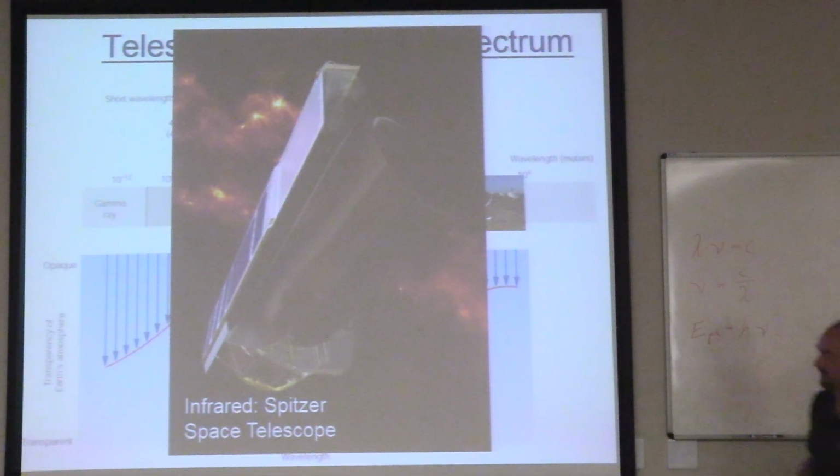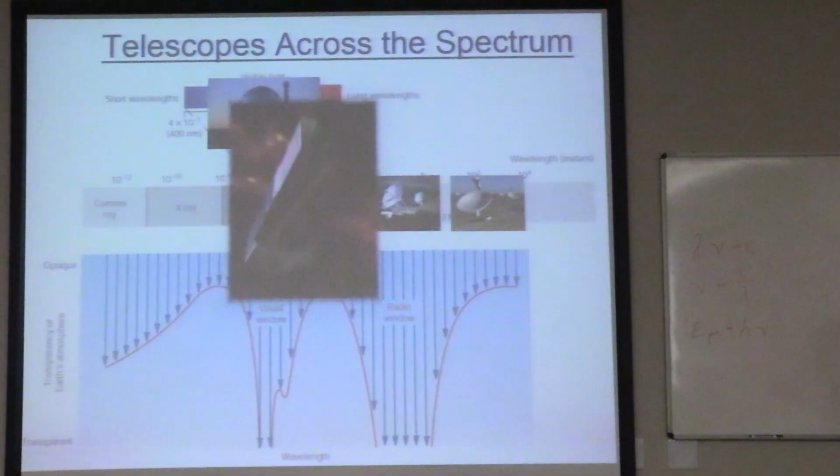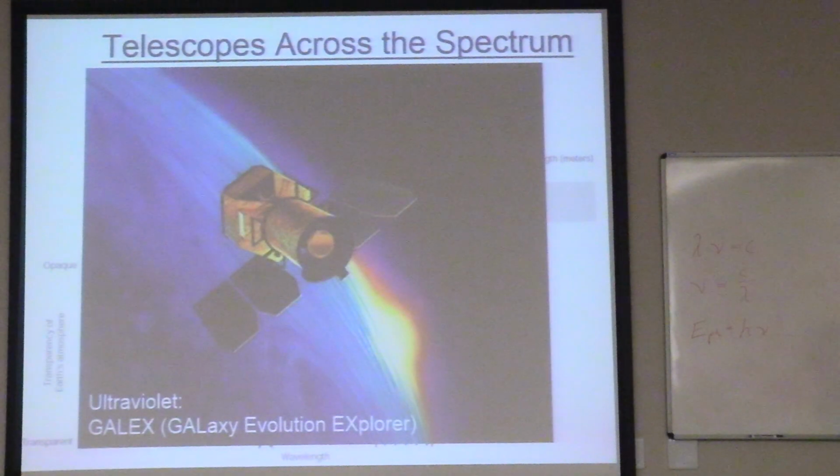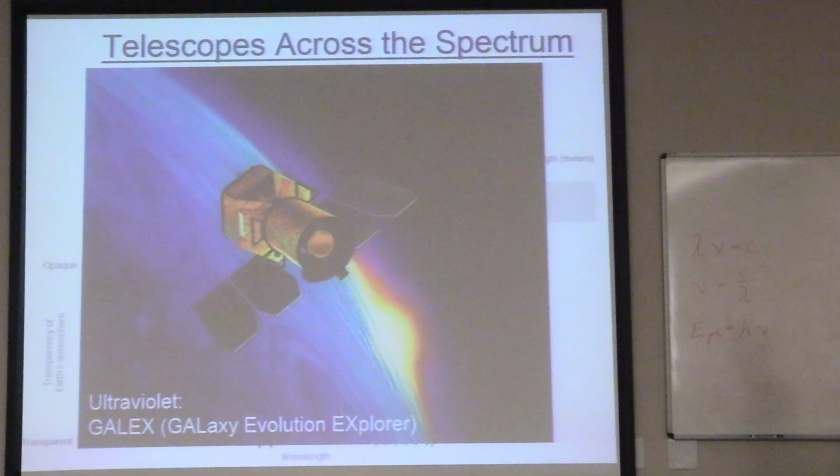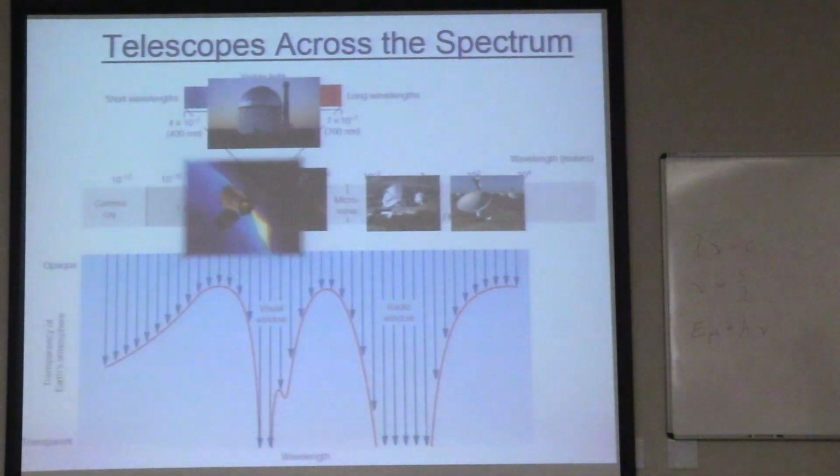There's the Spitzer Space Telescope, which is one of several infrared observatories that are orbiting Earth. Ultraviolet, there's actually very little that observes in ultraviolet. This is a rather old mission that's no longer active, the Galaxy Evolution Explorer, that was an ultraviolet satellite. Some other optical support telescopes on satellites also go a little bit into the ultraviolet. And ultraviolet is generally quite tricky to observe.